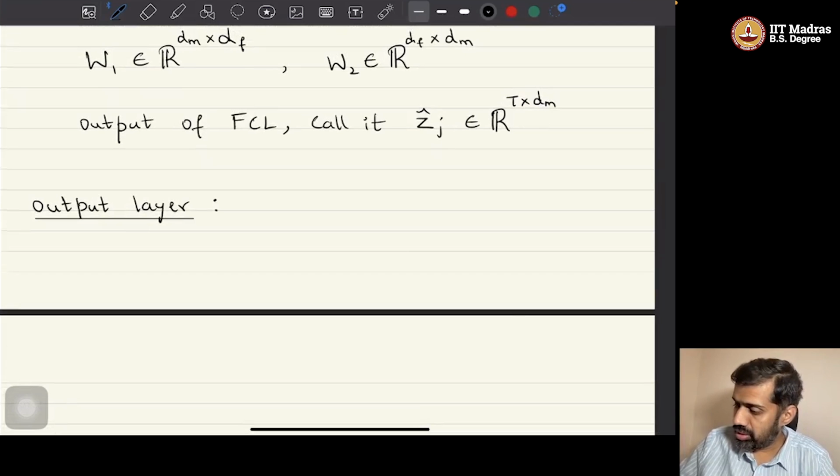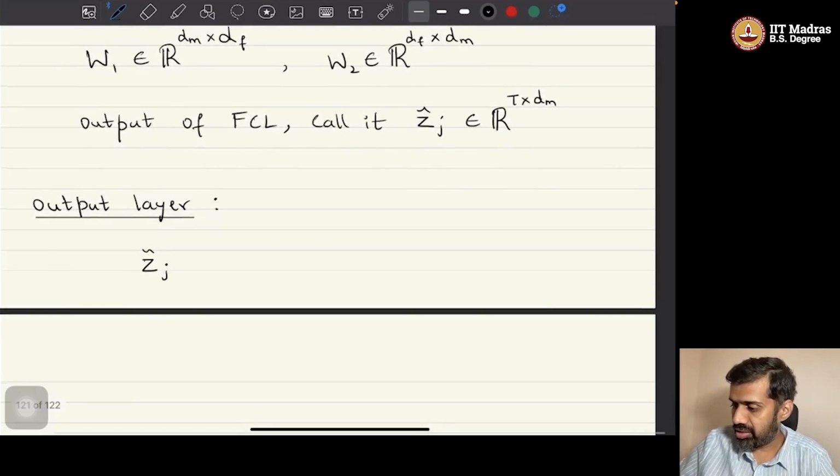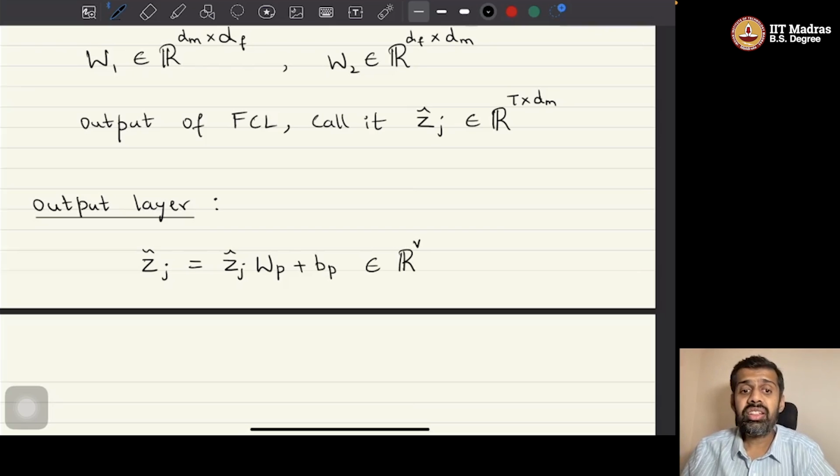Now let's call this z tilde. I've been using too many notations. z tilde at the jth location is equal to the following. We have z cap j, which is the representation that we are getting from the output of the hidden layer, the fully connected layer. We have some other matrix, let's call this Wp, plus some bias bp, and this is in R^V, where V is the vocabulary size.